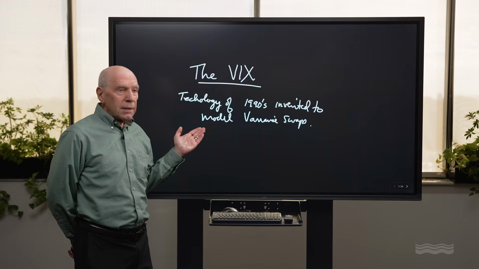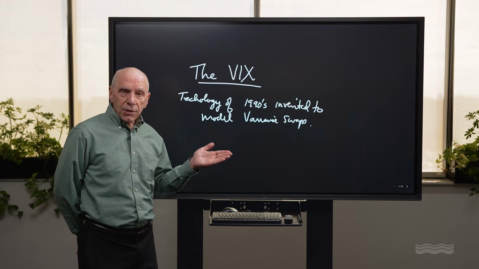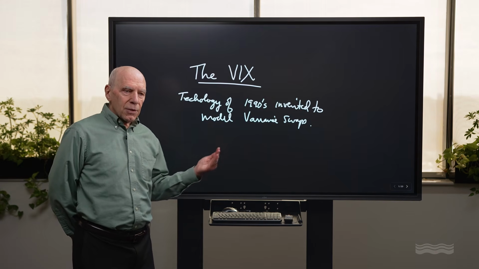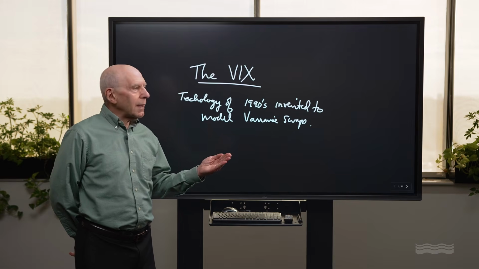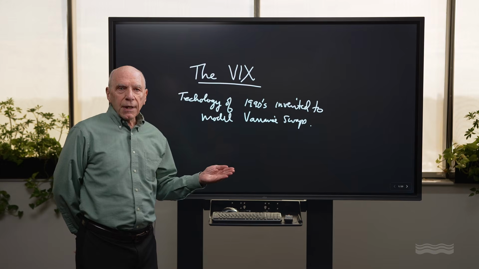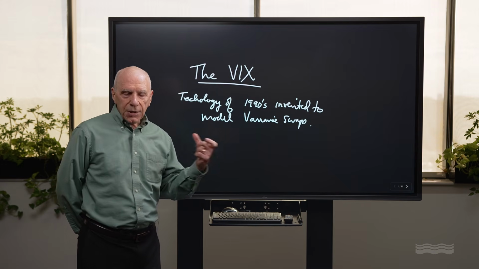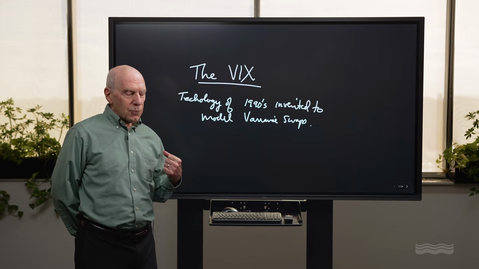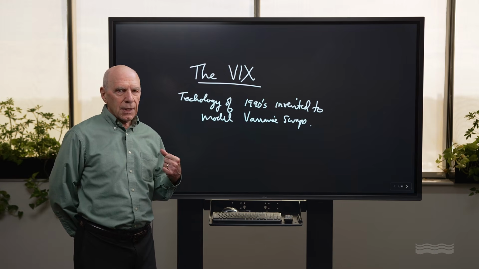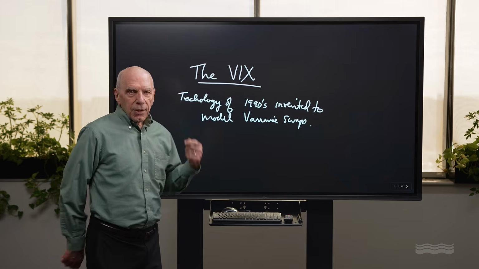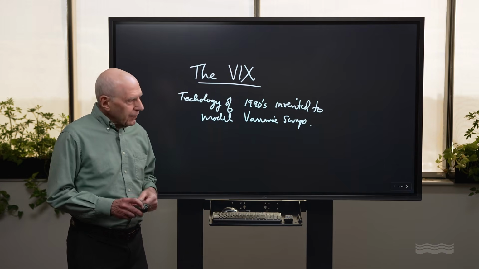Now, the exciting thing about this is that the financial engineering technology that was used to create the new VIX, there's an old VIX and a new VIX, we'll talk about that. This financial engineering technology was invented in the 1990s to model variance swaps, as an effective way to model variance swaps. And it really is quite pretty, mathematically speaking. So that's what we'll be talking about today.